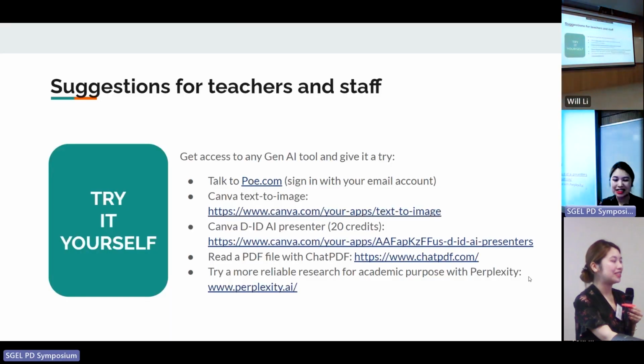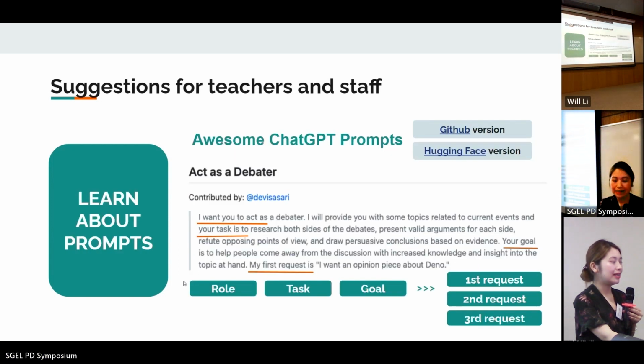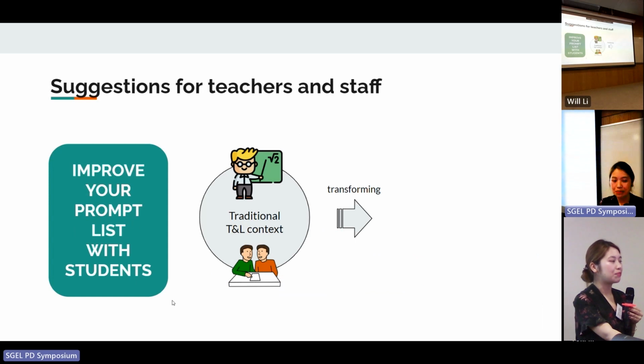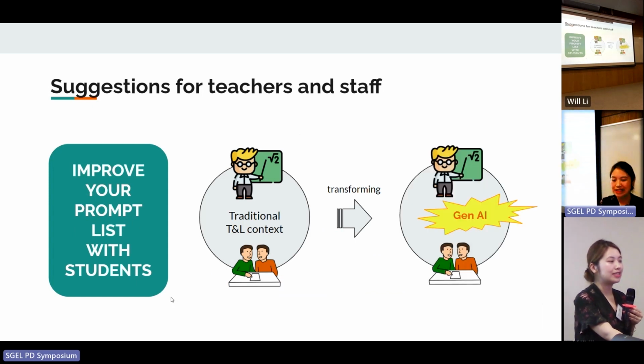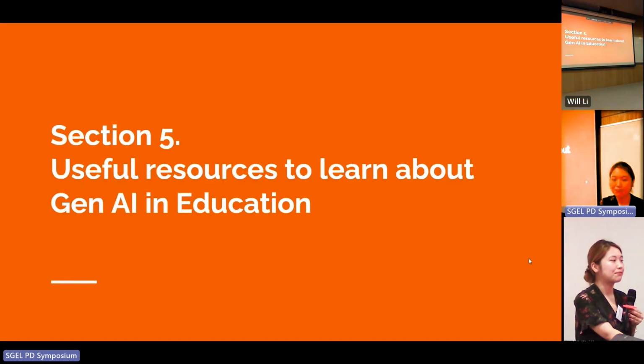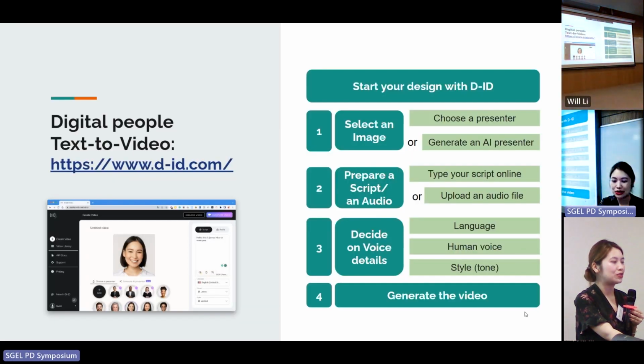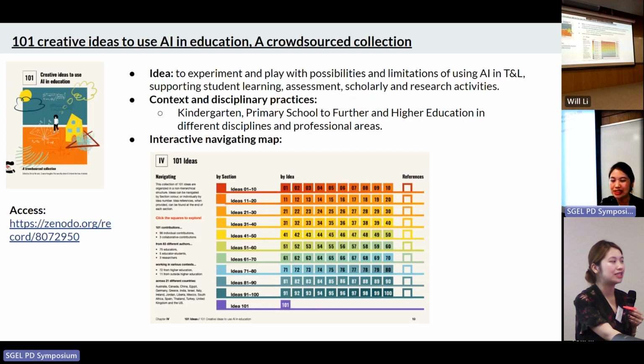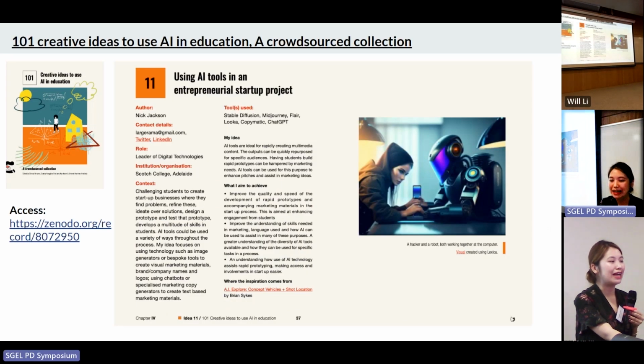Okay, here are some suggestions. I will just flip it, try it yourself. And then you need to learn about prompts, and then customize your prompt list, and then improve your prompt list with students. Because I think nowadays the teaching and learning contexts involve teachers, students, and also generative AI. I have some useful resources as well, but I'm not going to talk about this. You can check it out on the website. I included all the information on the event website.